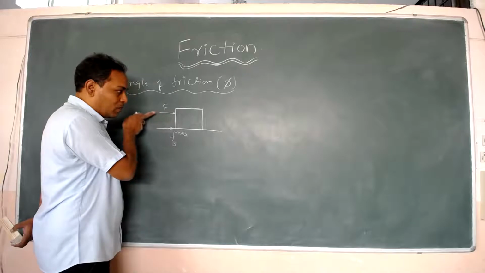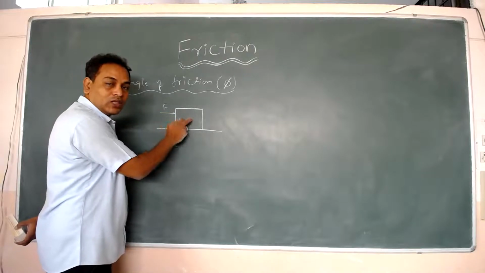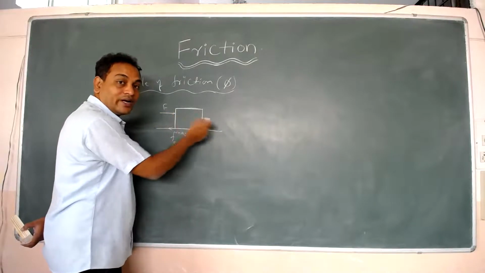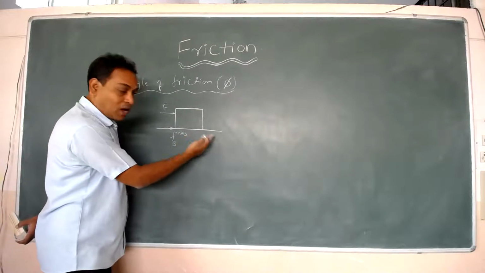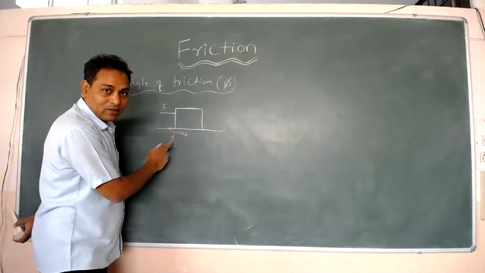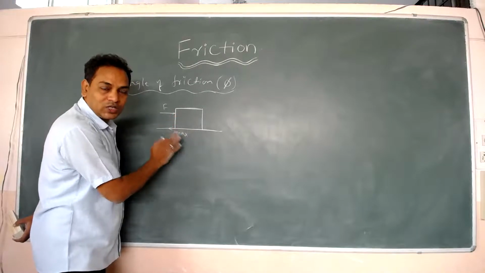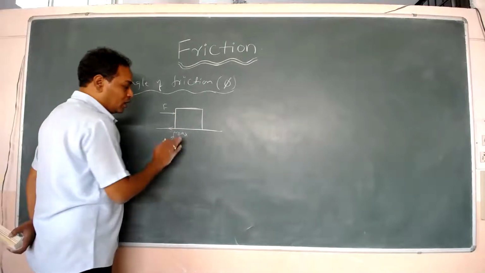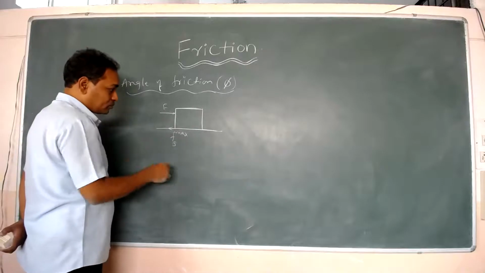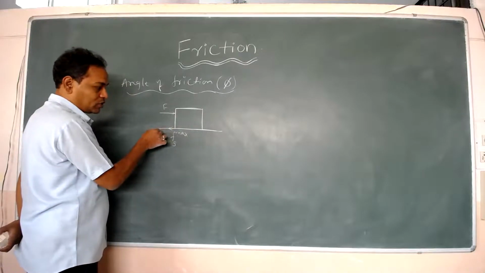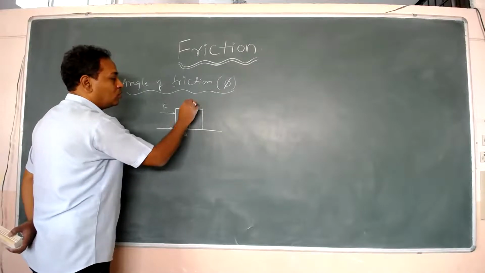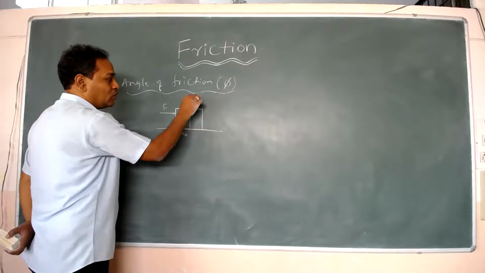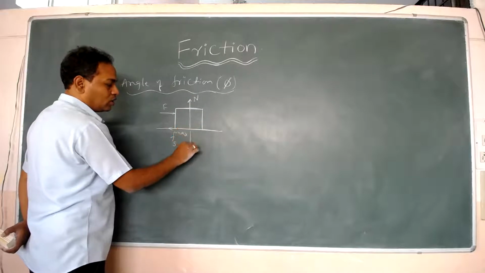Beyond this, if you apply more force, then what will happen to the body? The body starts moving. That is, a kinetic friction is said to be acting. So just before the kinetic friction, a maximum static friction is acting between these two bodies. That situation I am considering here. In this direction, a normal reaction is acting, which is equal to mg.